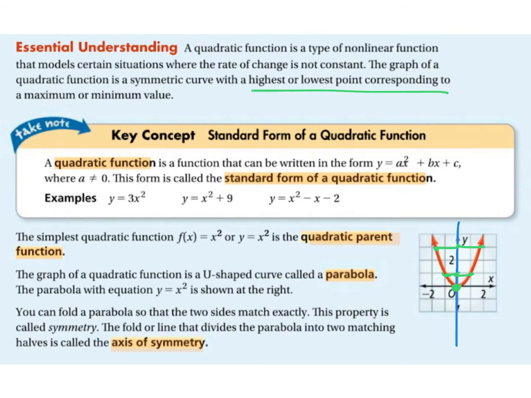Got a highest or lowest point corresponding to a maximum or minimum value. If it is the highest point, that's the maximum. And if it's the lowest point, as you see in this illustration here, the lowest point is down here at that origin, okay? That'll be a minimum. So we have this parent function of y equals x squared, and it's a parabola, and there's an axis of symmetry running down the center of it. Those are the big ideas for this page. Let's keep going.